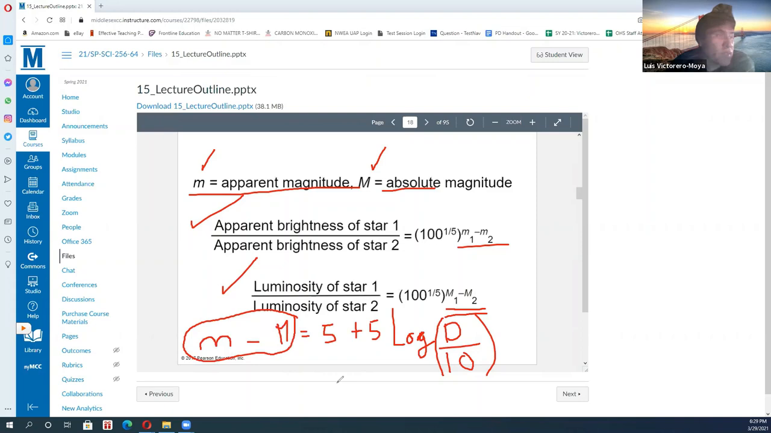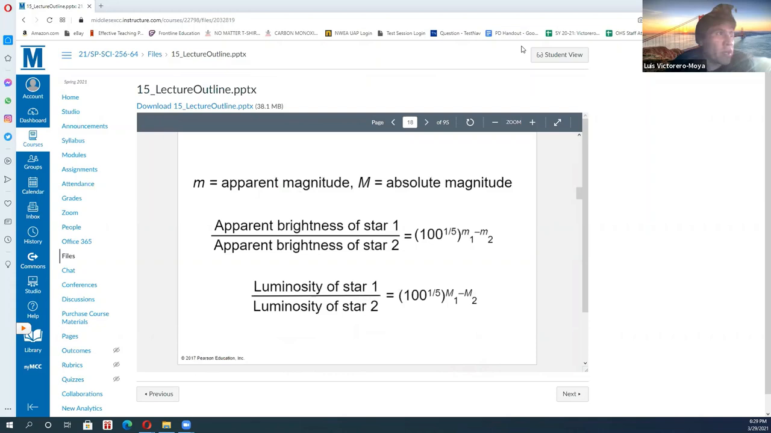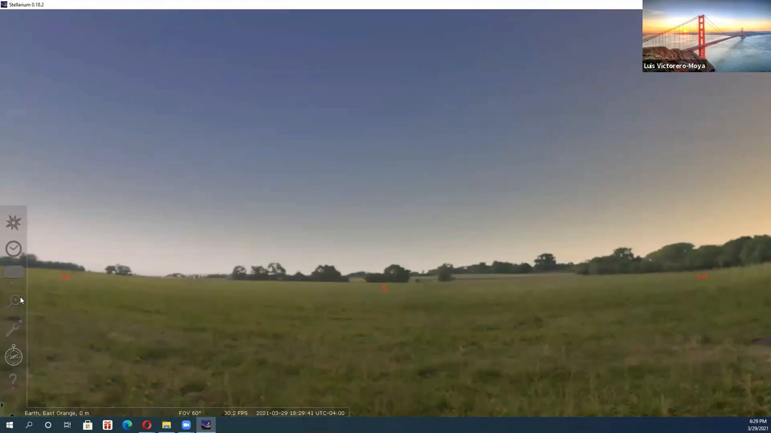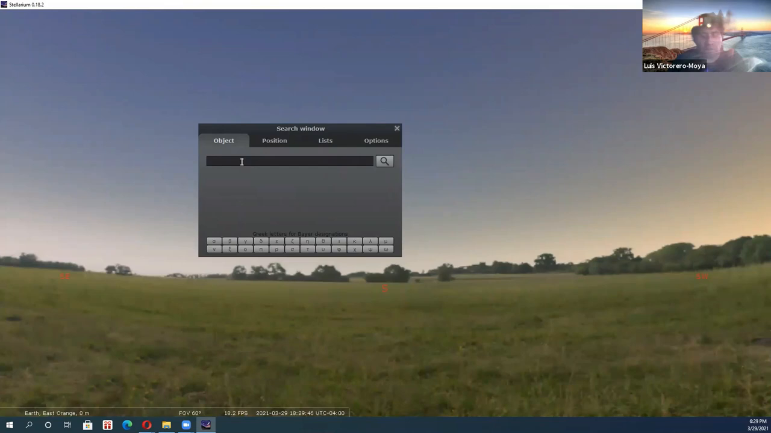Let's actually open Stellarium, so I can show you what I mean by that. Because in one of the labs, I'm not really in the lab with you guys, but in one of the labs, they ask you to, just by knowing the apparent and absolute magnitude, tell if a star is less or more than 10 parsecs away. So, here. The way you know which star, Alpha Centauri, that's four, yeah.